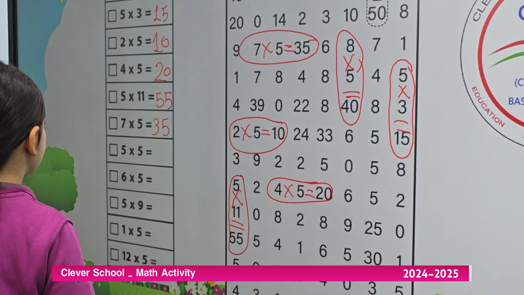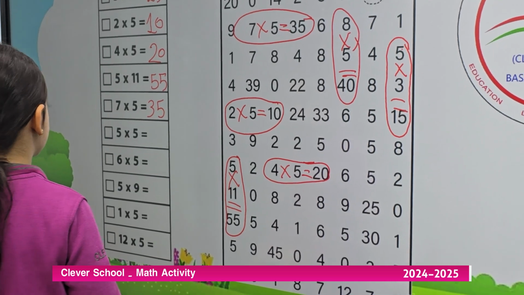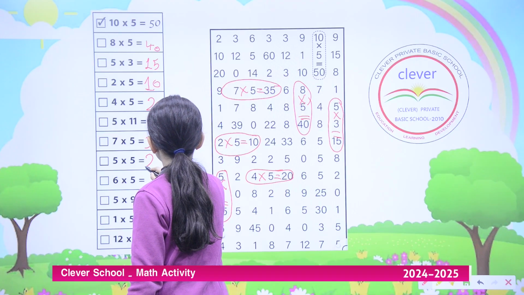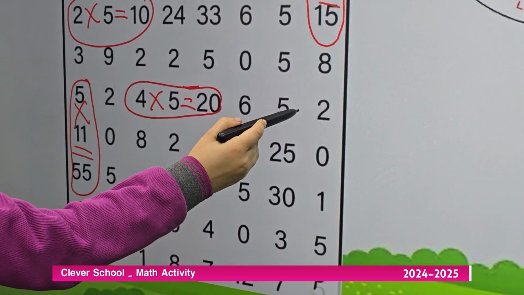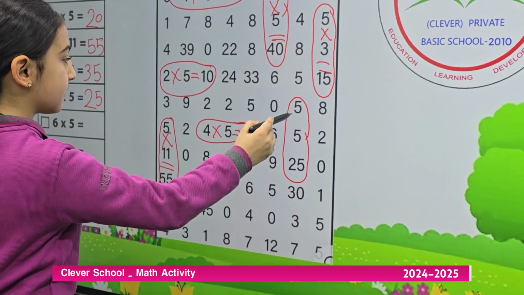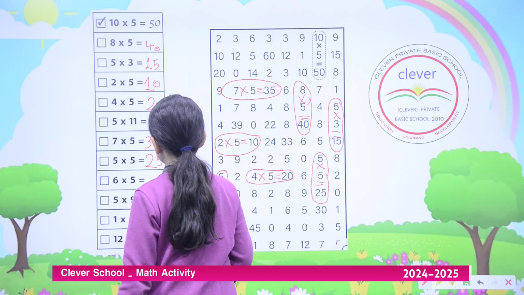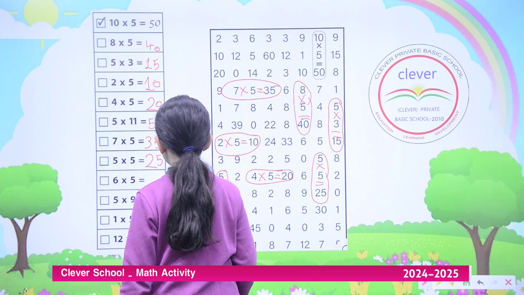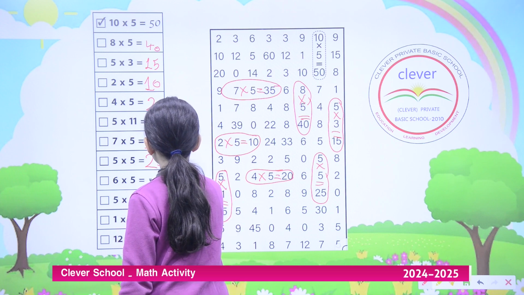Five by 5 equals 25. Six by 5 equals 13.